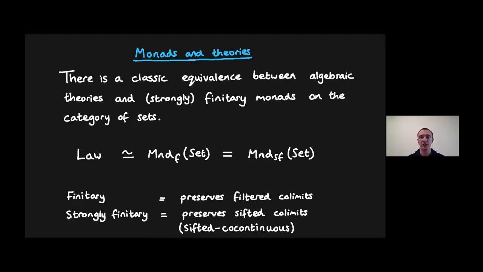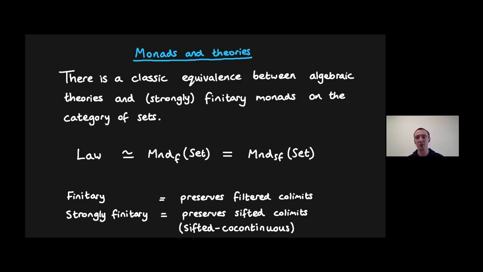Now there's a very famous correspondence between algebraic theories and a class of monads on the category of sets. The idea is that in category theory, there are two core ways to talk about algebraic structure, using algebraic theories and monads, and these both have their own strengths. In particular, the monads that are equivalent to algebraic theories are the finitary or strongly finitary monads on the category of sets. And finitary means that these monads preserve a certain class of colimits.